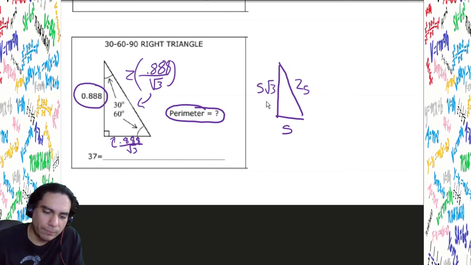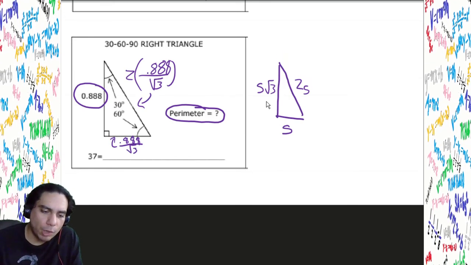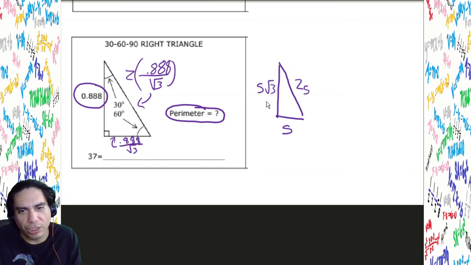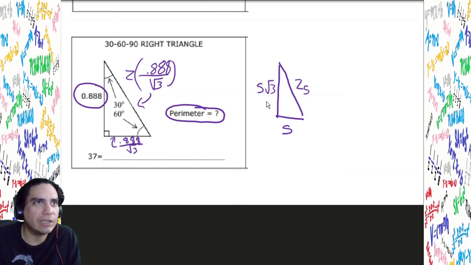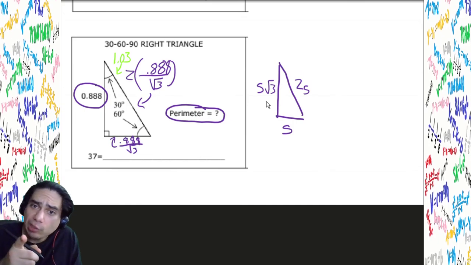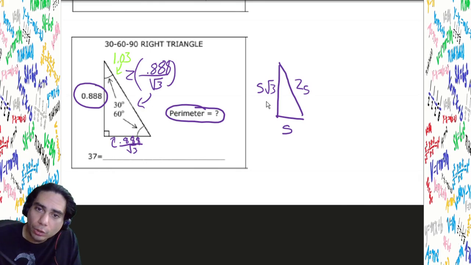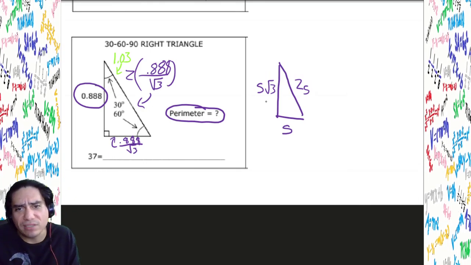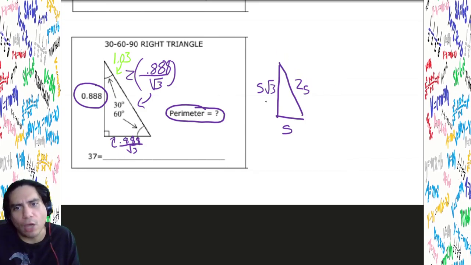0.888, enter, 3, square root, divide, 2, multiply, 1.03. That is roughly this side, 1.03, roughly. Better leave that in your calculator. We talked about this before. Do not write these down and add these later, okay? If you're going to write it down, you've got to hit yellow show and at least write like 5 or 6 significant digits. But me personally, I wouldn't write it down. I keep it in the calculator memory.